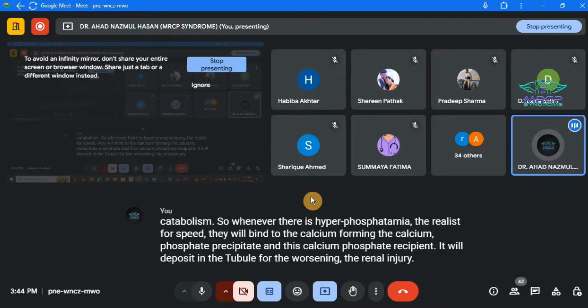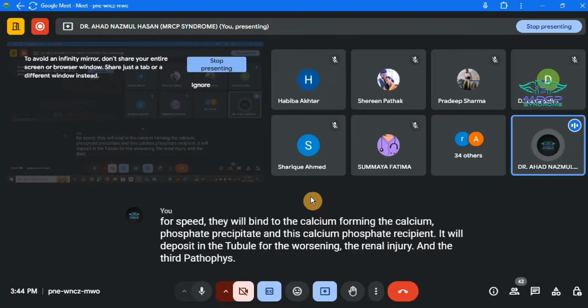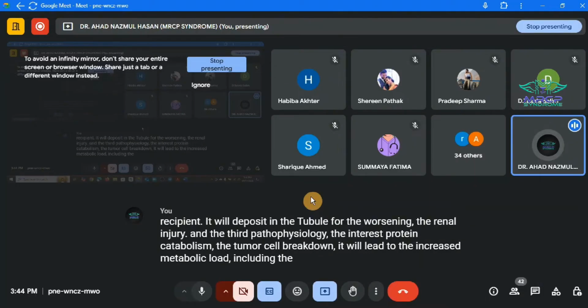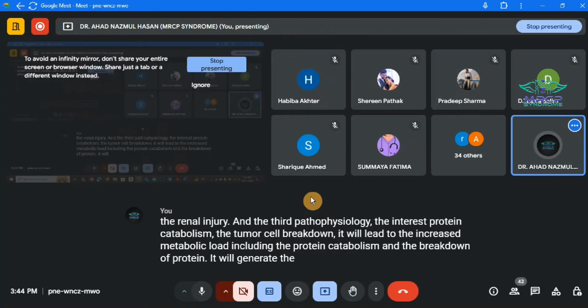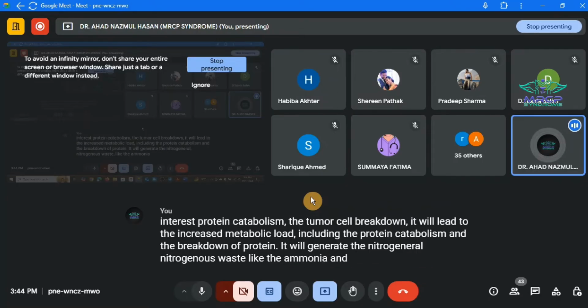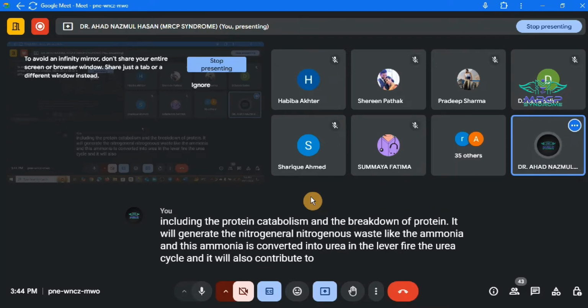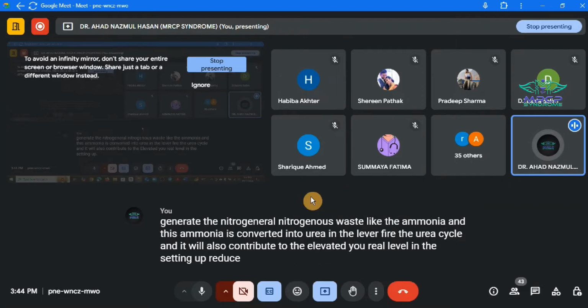And the third pathophysiology, the increased protein catabolism. The tumor cell breakdown will lead to the increased metabolic load, including the protein catabolism. And the breakdown of protein will generate the nitrogenous waste like the ammonia, and this ammonia is converted into urea in the liver via the urea cycle, and it will also contribute to the elevated urea level in the setting of reduced renal clearance.